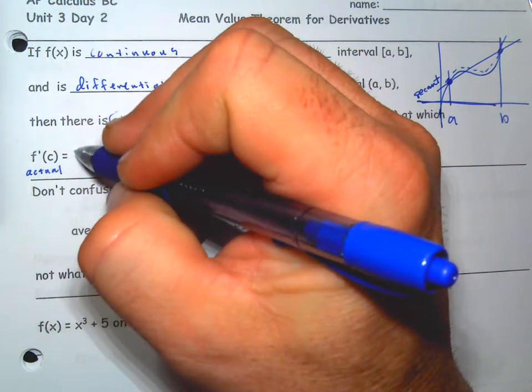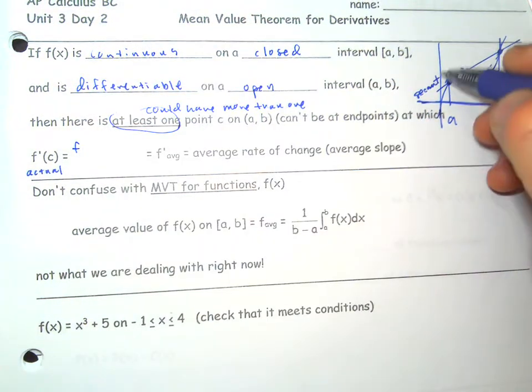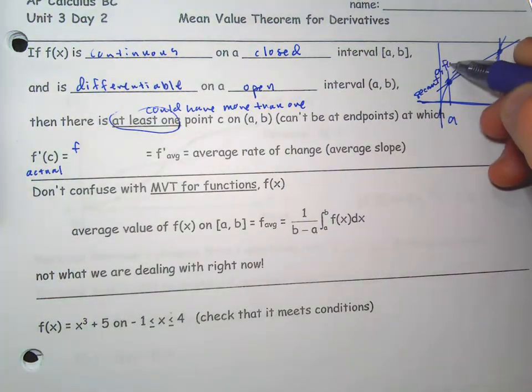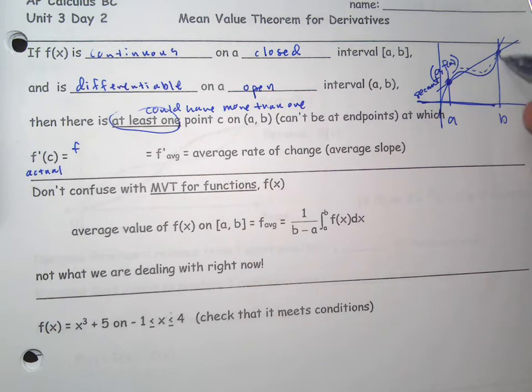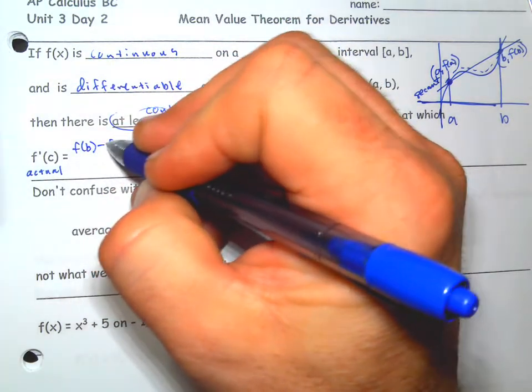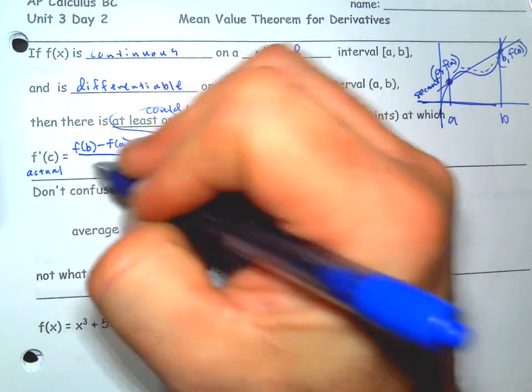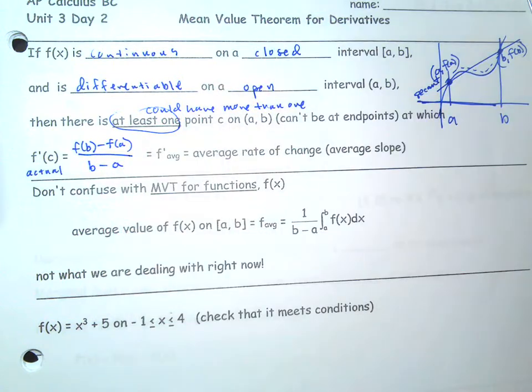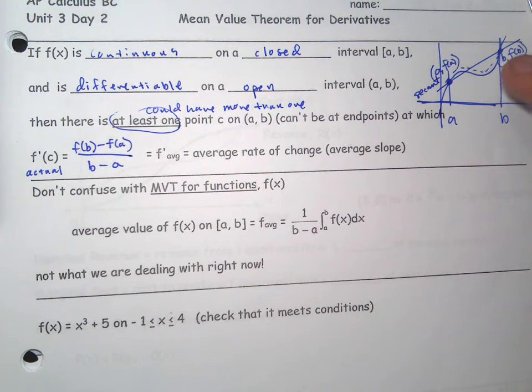And the way we calculate that is we say, okay, if this is a, this would be a, f of a as an ordered pair, and this would be b, f of b. And we just do rise over run: f of b minus f of a over b minus a. So that's how we find the average slope, we just take the slope between the endpoints. That is not a formula to memorize. It's a simple idea to remember.